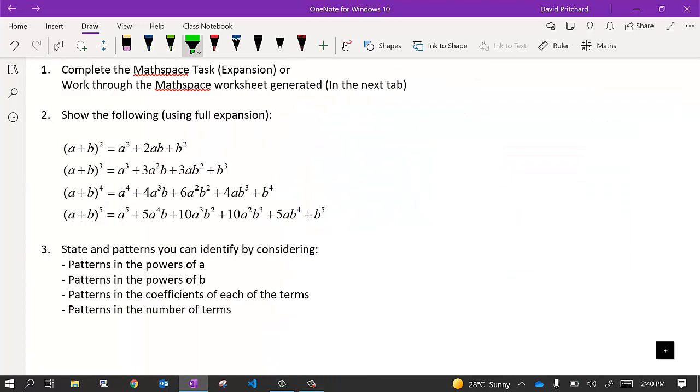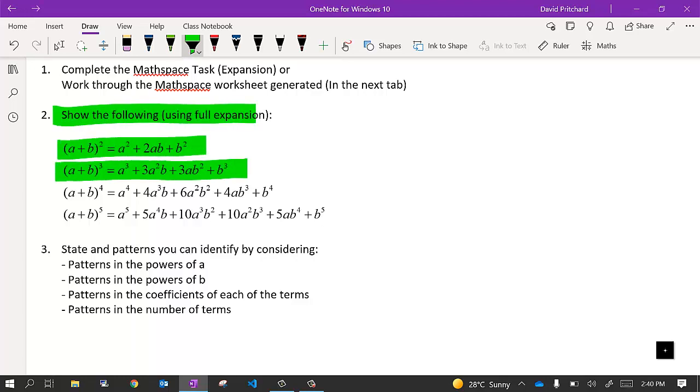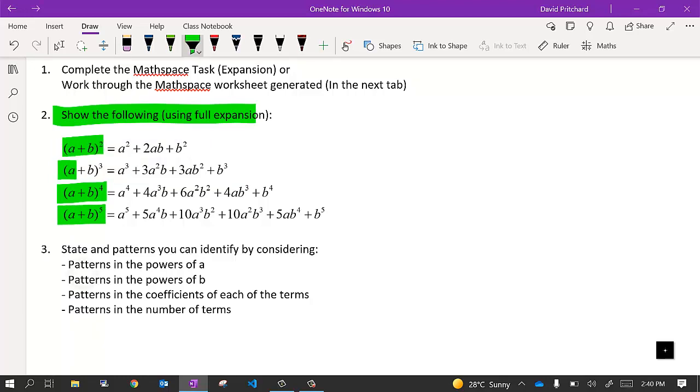Once you get through that, and once you've done enough practice, what I want you to do is I want you to show these patterns. I want you to look at a plus b squared and show that it is that pattern, a squared plus 2ab plus b squared. Look at a plus b cubed. Look at a plus b to the power of 4, a plus b to the power of 5. And see if you can do each of those expansions algebraically by hand to show these relationships.